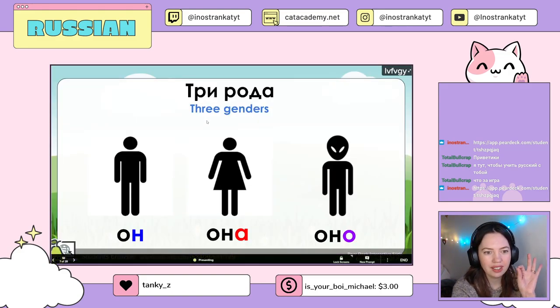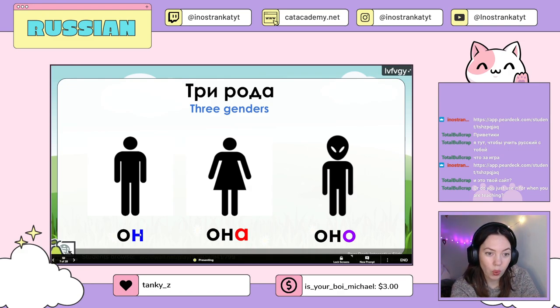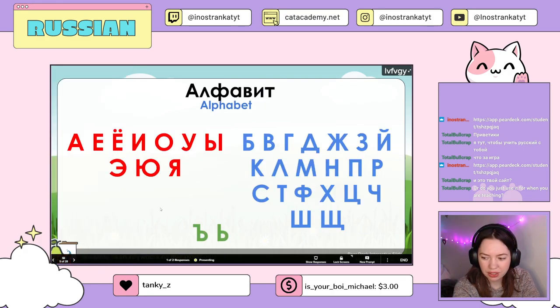In the Russian language, there are three genders. Он, he, она, she, and оно, it. Он, она, оно. As you can see, the base is the same, the letters O and N everywhere. So vowels are the letters that help us to distinguish each of the genders. In the masculine gender, all of the words that end with a consonant are masculine. But as we've seen, there are so many letters, and maybe at the beginning it's difficult.